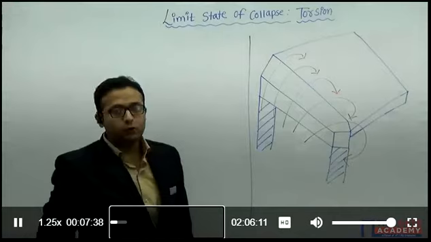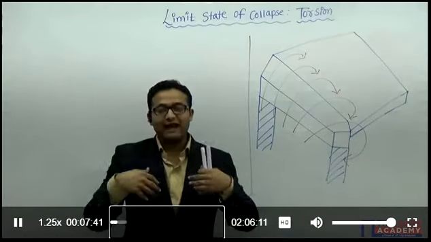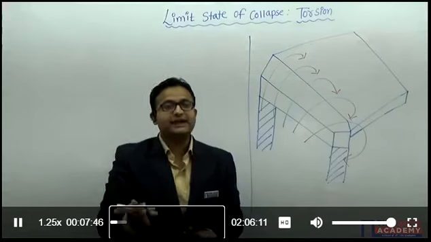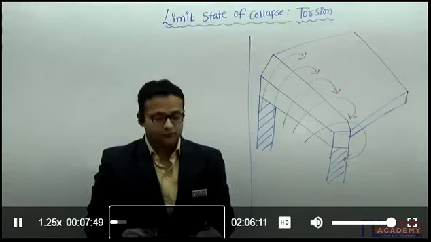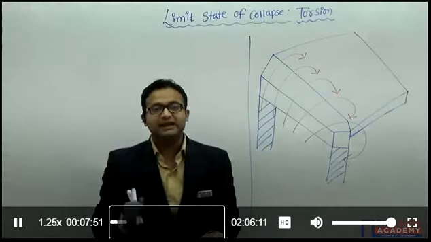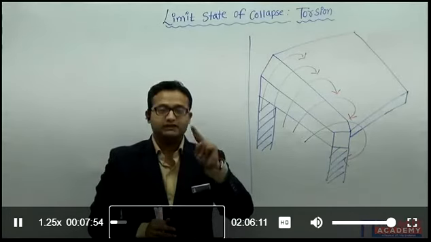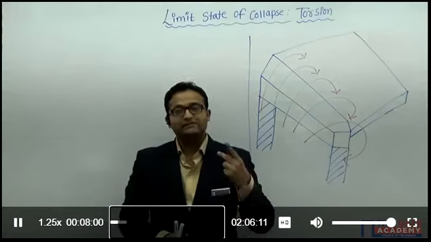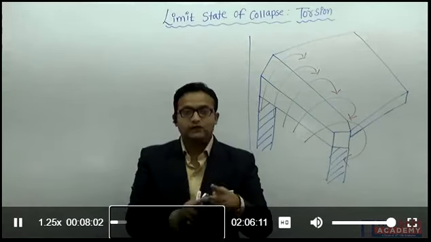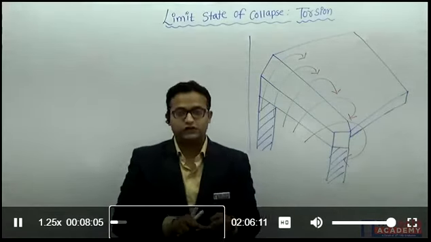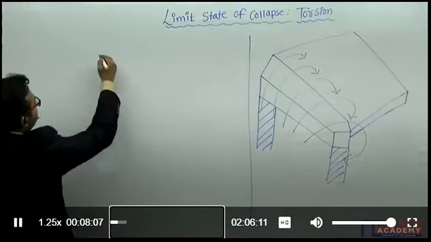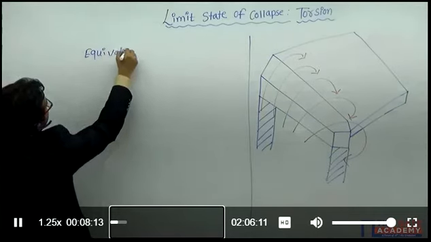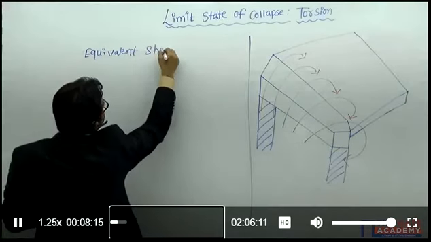So here what we generally do, we do not go for any other calculation. We calculate two things. First we calculate the equivalent shear force considering the effect of torsion, and then we calculate the equivalent bending moment considering the effect of torsion. So let's see how to calculate equivalent shear force.